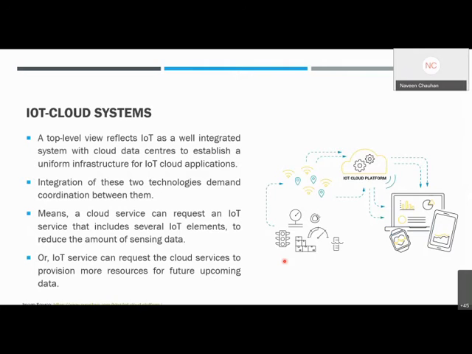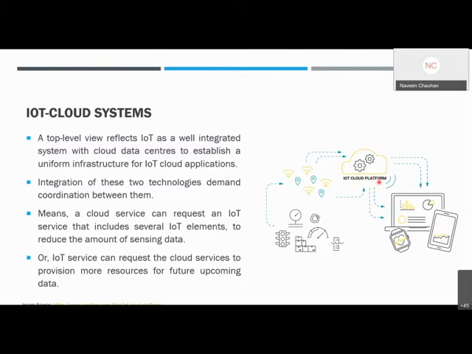Now this is a particular scenario of an IoT cloud system, where a top-level view reflects the IoT as a well-integrated system with the cloud data centers to establish a uniform infrastructure for IoT cloud applications. So on this particular diagram, which is the IoT cloud platform, on the left-hand side, we have different IoT cloud applications which are being connected to the cloud platform, which we have named IoT cloud over here.